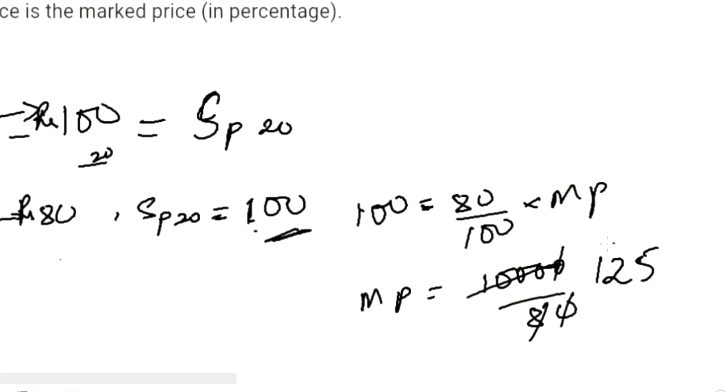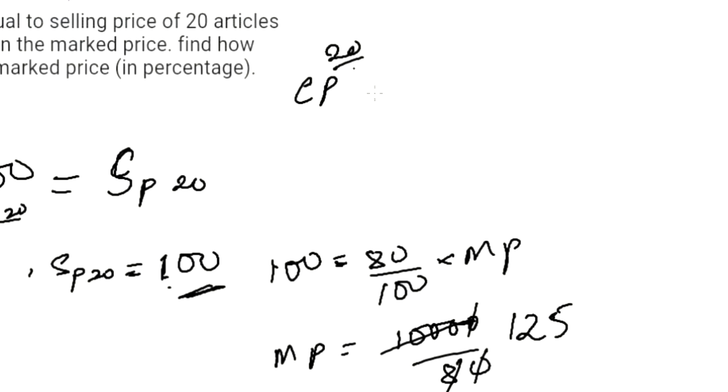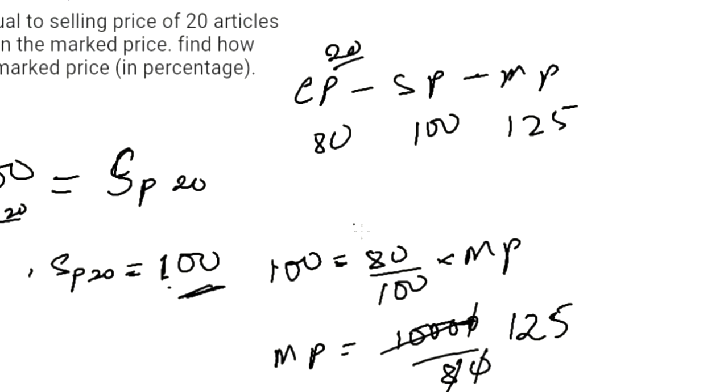So here, do not get confused. We're talking about 20 articles here. So I'll say CP, SP, and MP. So MP is 125 rupees, SP is 100, this is 80. So this is just a one-step question. You can quicken it if you know this thing. The main important thing here is they give you 25 and 20, but you have to equate with 20 and 20. So by doing this, you can equate. After that, you simply need to solve this MP.